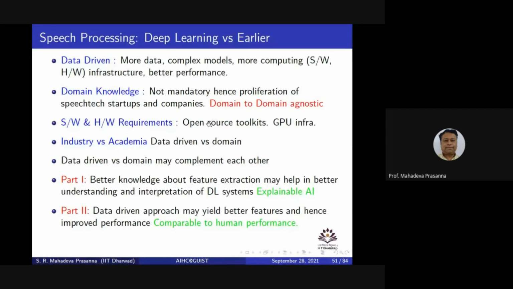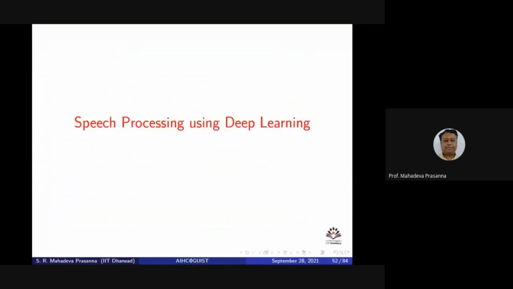That made this current generation of deep learning based approaches more data driven and domain agnostic. Of course, the software complexity is more compared to the simple 10-line code we used to write earlier, and hardware requirements are also more. As I explained, the hardware requirement is taken care of by the GPU. Whereas for software, even though we want to write more programs, the open source toolkits made available by the research community can be exploited for building our systems. So that is a very conducive environment for anybody to work in the deep learning field.